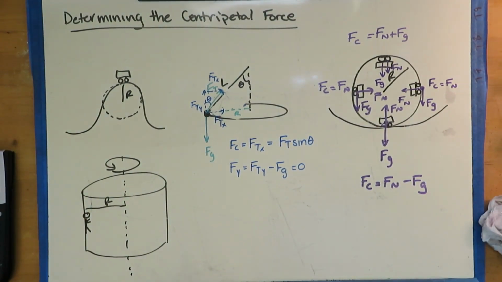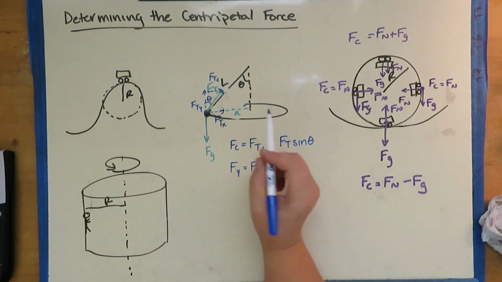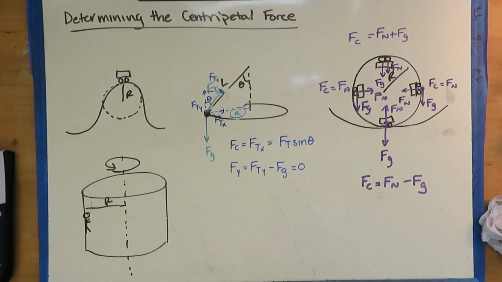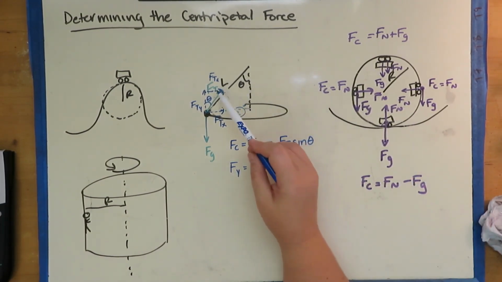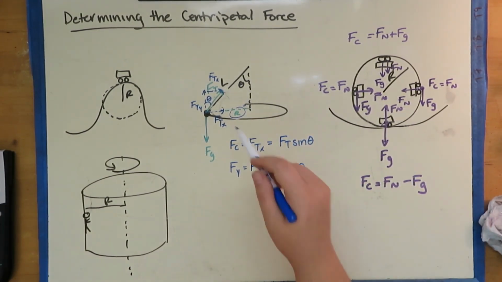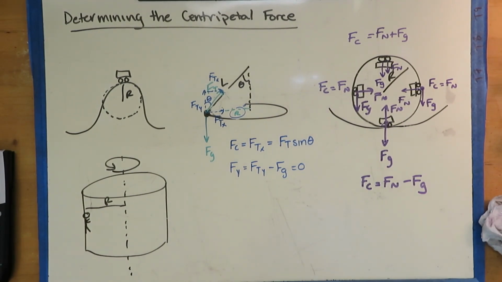And then once again, you could find different things. You could find the speed. The tricky thing here is you're not given R, so you just have to make sure that you use trig to relate the length of the string and your angle theta to find your radius R. So you have to be careful with that example.